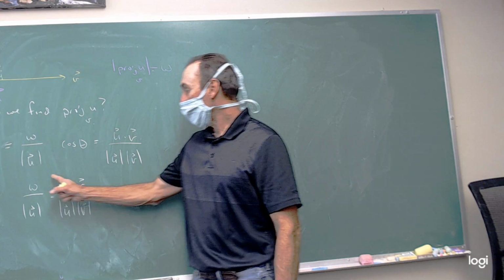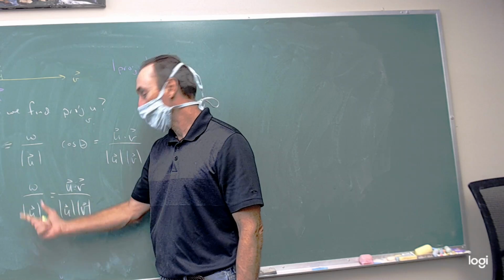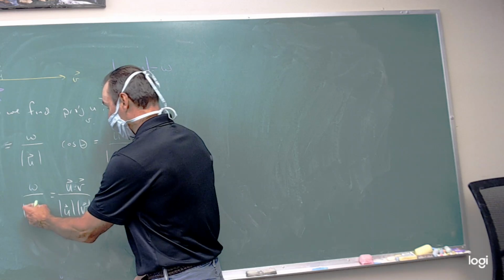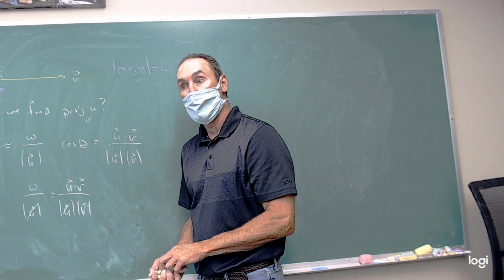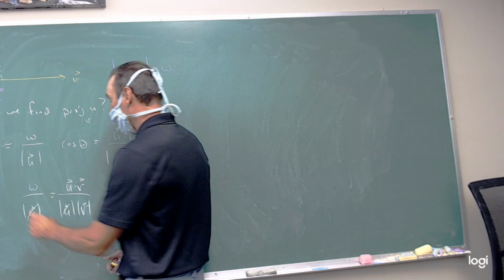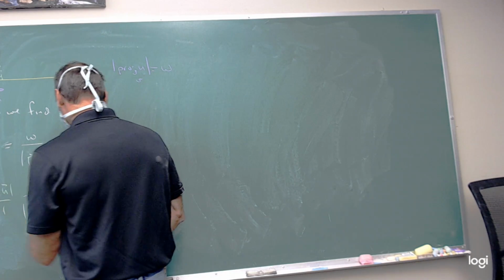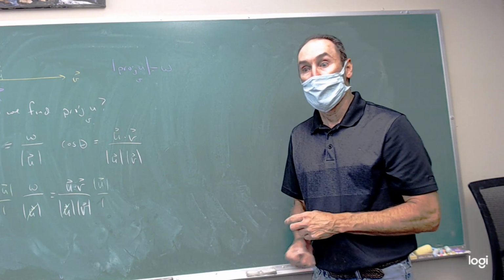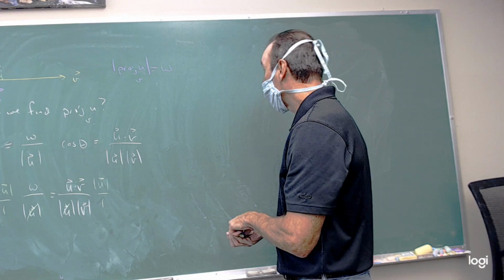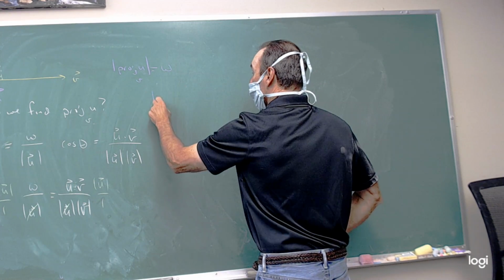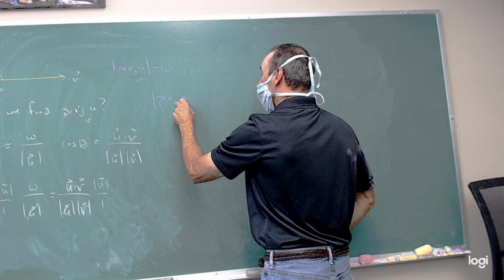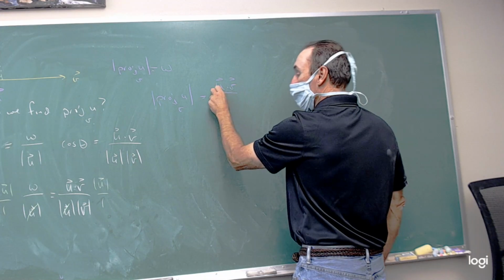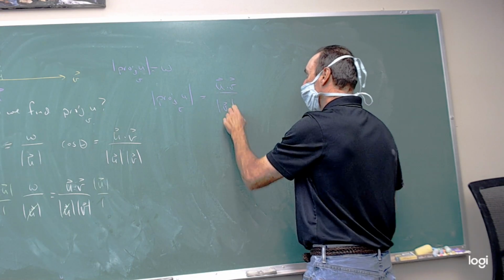So this magnitude of the projection vector, which we call w, if we multiply by the magnitude of u on both sides, they'll cancel. So we're getting this w, which is the magnitude of the projection vector of u onto v, is going to be u dotted with v over the magnitude of v.